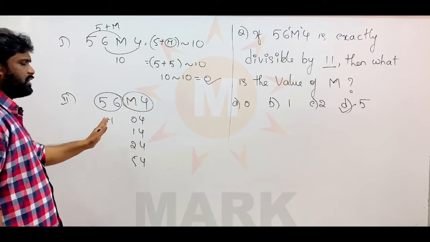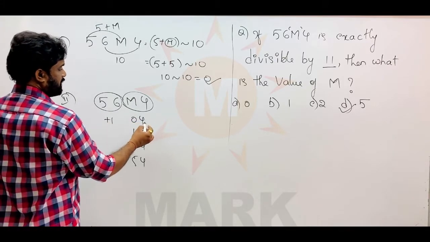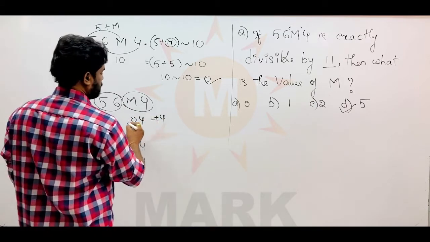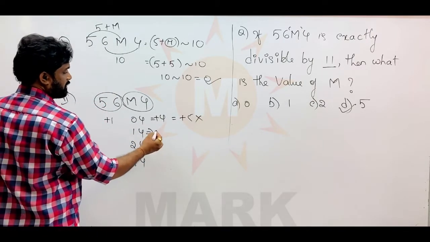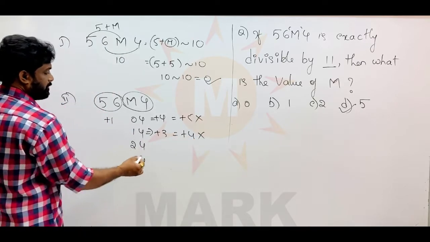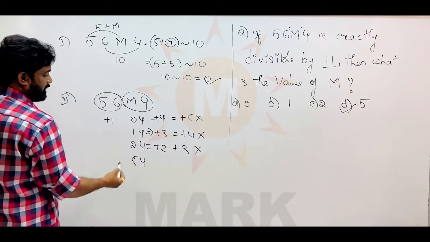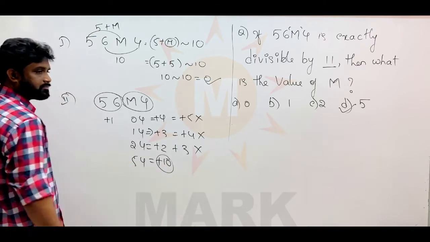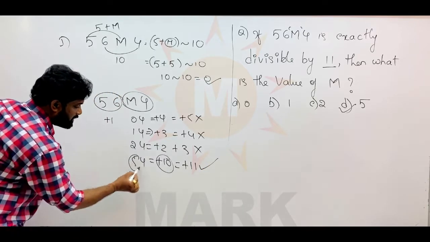I think it is only possible to create 11 only. If I put 0 here and divide by 11, the remainder is plus 4, so 1 plus 4 is plus 5. No. For 14, the remainder is plus 3, so plus 1 plus 3 is plus 4. No. For 24, plus 2, so plus 1 plus 2 is plus 3. No. If I take 54, the remainder is plus 10, so plus 1 plus 10 is equal to plus 11. Yes.